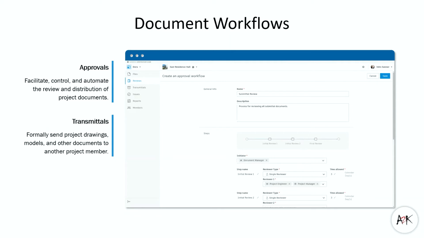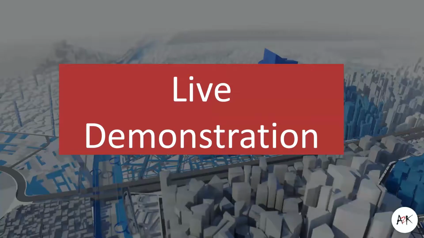Autodesk Docs has a feature to facilitate this. In addition to that, there is transmittals, where you can create official digital records that documents are electronically delivered to another user. These documents are typically those that are approved for use, so we can see the transmittals and approvals very much go hand in hand. Now that we've talked about some of the features, I will show you a couple of them in action within the portal itself.